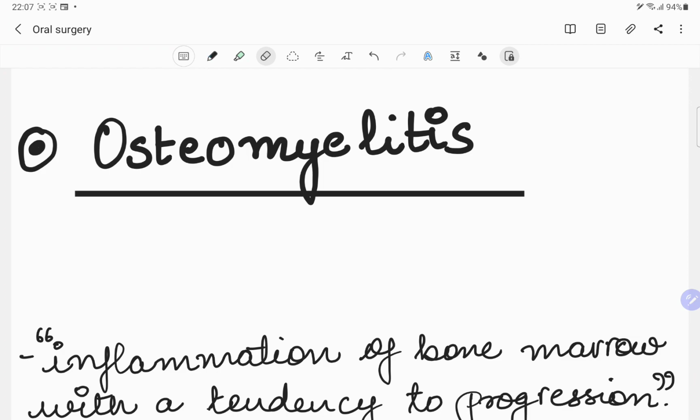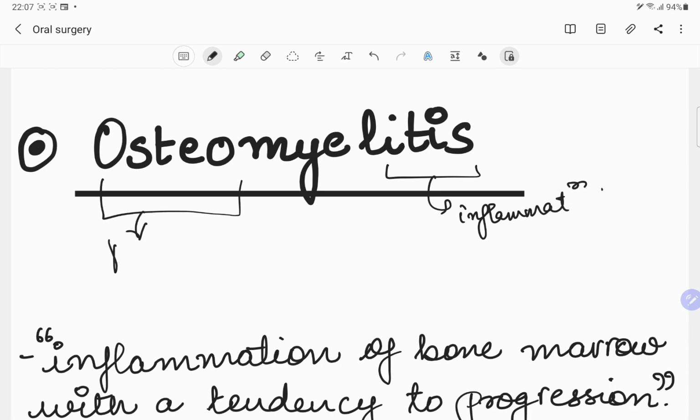Today's lecture we are going to talk about osteomyelitis, which is the infection of a bone. As the name suggests, itis means inflammation. Then we have the word osteo, which represents the bone, and myelitis means the marrow. So basically, osteomyelitis is an infection or inflammation of the bone marrow. But it doesn't stop at the bone marrow. It progresses towards the periosteum of a bone.